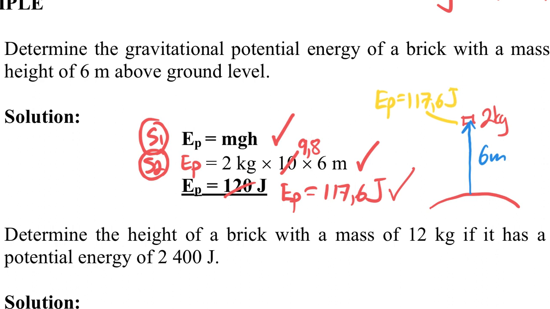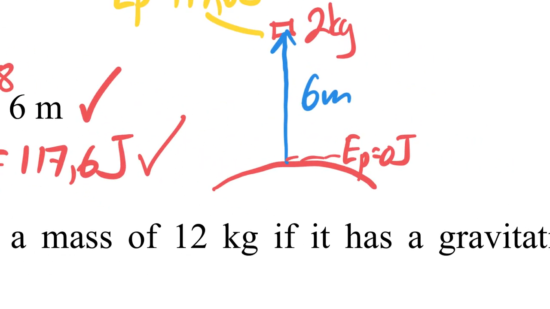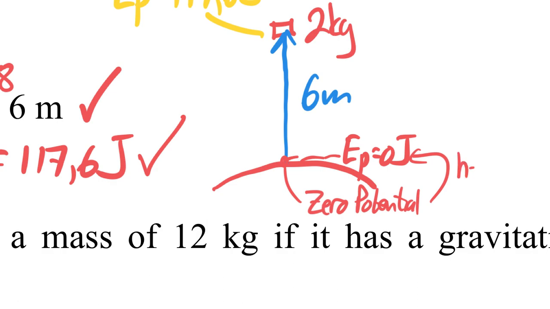Now, that energy didn't come from just nowhere. It came from the fact that work was done to move that object, that brick, from ground level to 6 meters above ground level. So in a situation like this, we're going to define the lowest point as the zero potential. In other words, this point here is going to be the zero potential, because that is where we have defined the height to be zero.